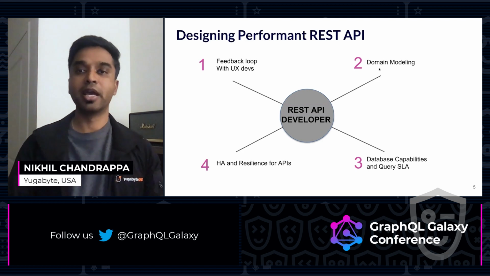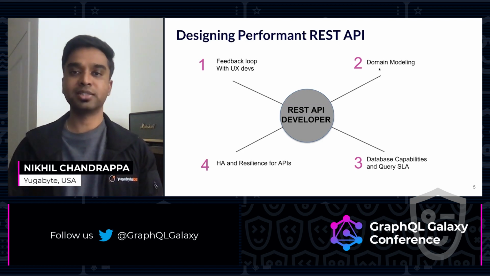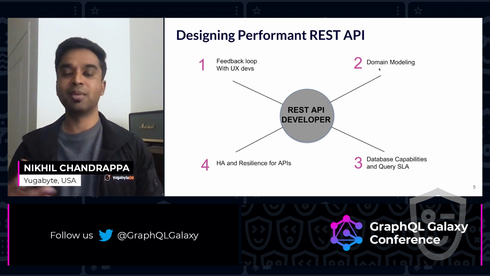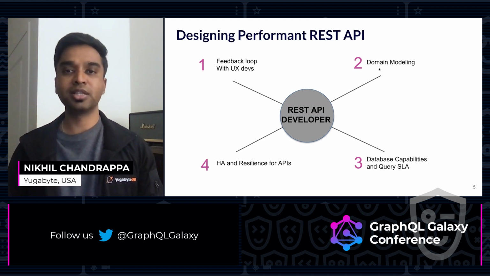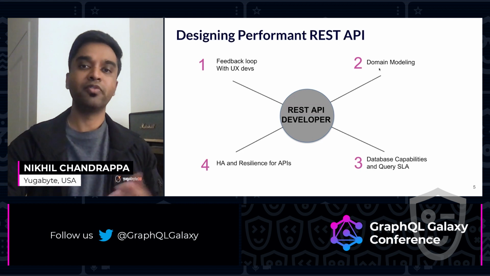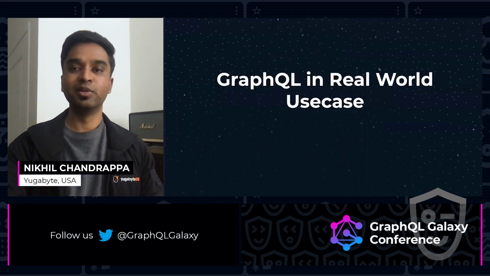So an API developer would understand the business domain. He comes up with the domain objects. He implements all the access patterns around them. We want to see how all this looks in the GraphQL server, right? For that, we wanted to use a real world use case.